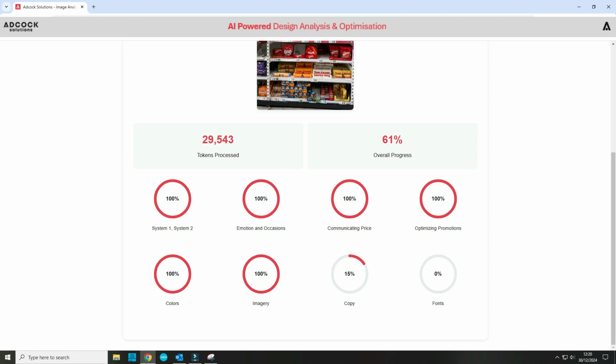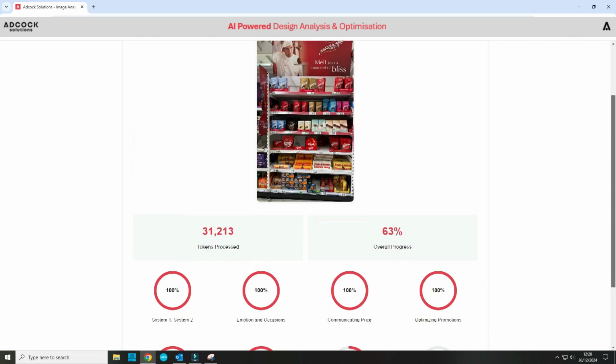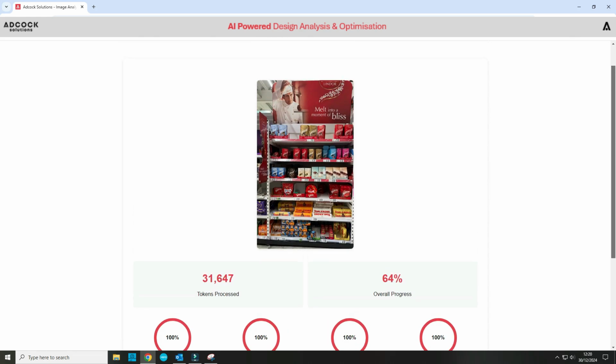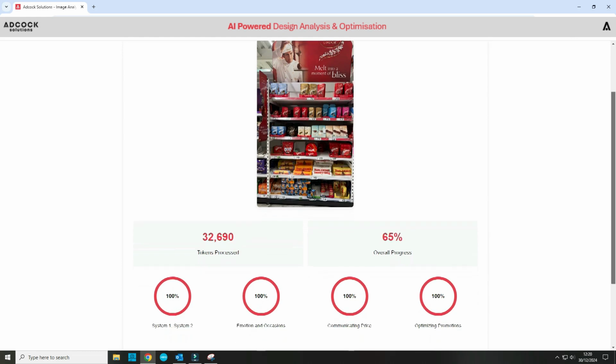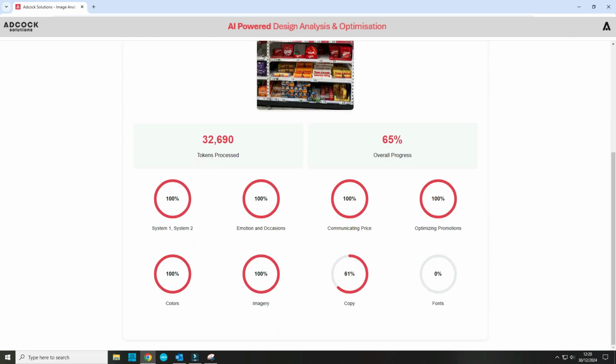What about the copy used? Once again, how psychologically effective is it? The brand name, any strapline and any other copy can and will alter shopper and consumer perceptions. So how does "melt into the moment of bliss" influence and impact in this particular instance?